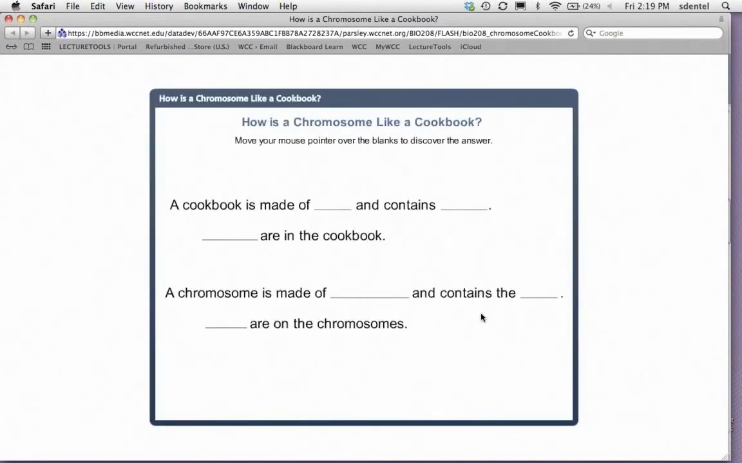So how is a chromosome like a cookbook? And we have a rollover animation here. A cookbook is made of paper and contains recipes. Recipes are in the cookbook. A chromosome is made of nucleotides and contains the genes. Genes are on the chromosomes. And this allows students to determine in this nesting sequence what is located where in this nesting set of concepts.